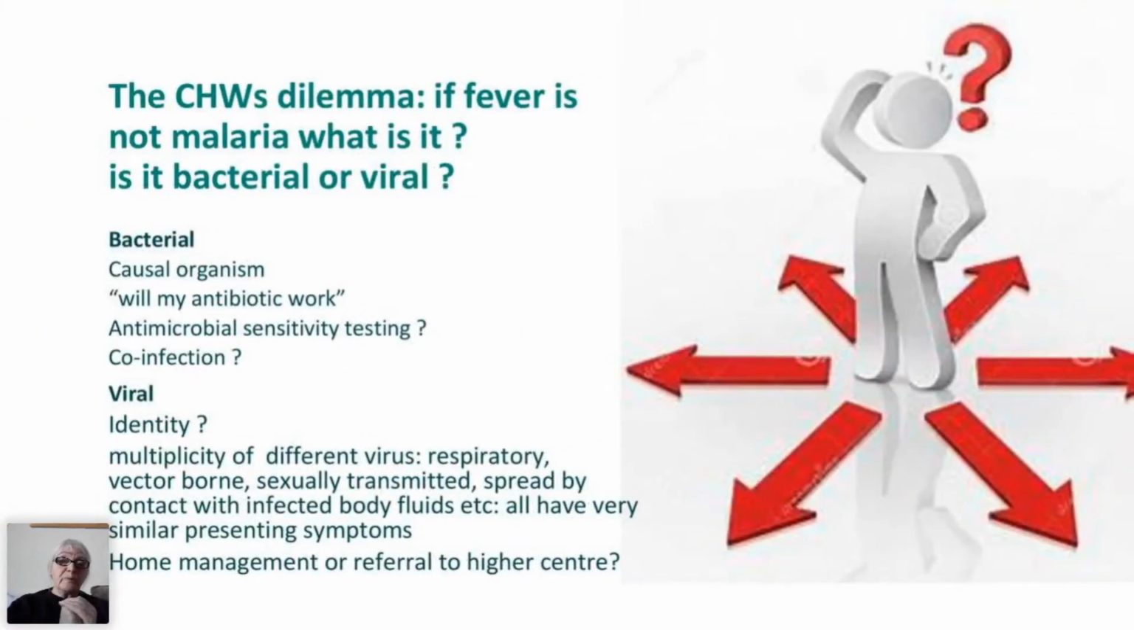So when a community health worker is in her community or his community, there are certain things they need to know about a fever. What's the causal organism? Is it a bacteria or virus for a start, in case they need to prescribe an antibiotic? So they need to know, will the antibiotic work? Is it the correct one to use for that? And are there co-infections that might be causing the fever? If it's a viral infection, what virus is it? Because most of the viruses have very similar presenting symptoms. They also need to know whether they can manage this at home or they need to refer it to a higher centre.